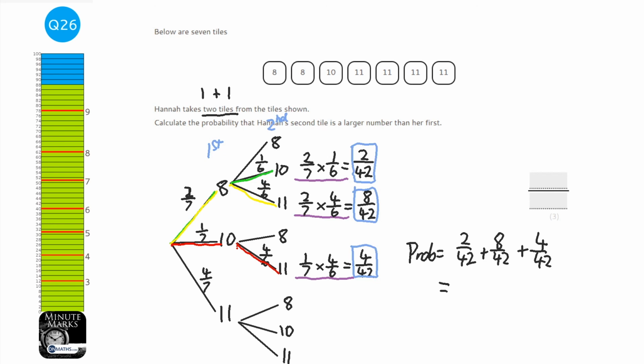So 2 plus 8 is 10, plus 4 is 14, so it'd be 14 over 42. And if you cancel that down, 14 over 42, you can half top and bottom, half top and bottom, and then I think you can divide them by 7, so you get 1/3. So the answer is 1/3 chance.